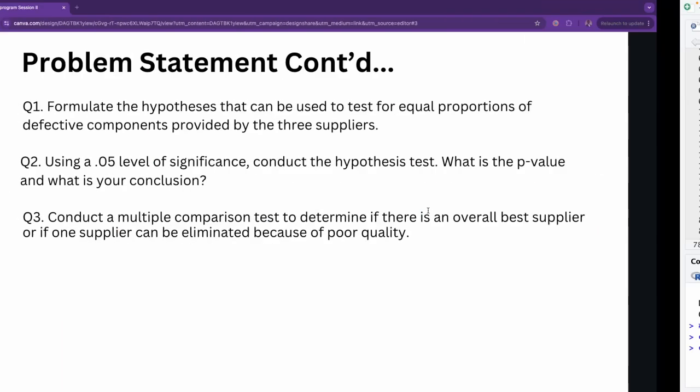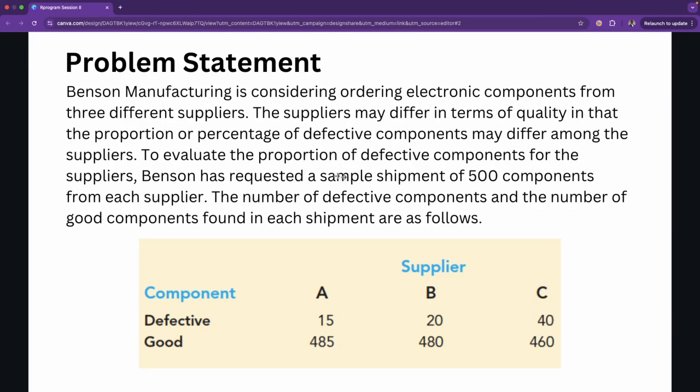So in that sense, we've basically looked at this manufacturing problem and used it to solve or analyze data on comparing three or more population proportions. I hope this was helpful to you, right?